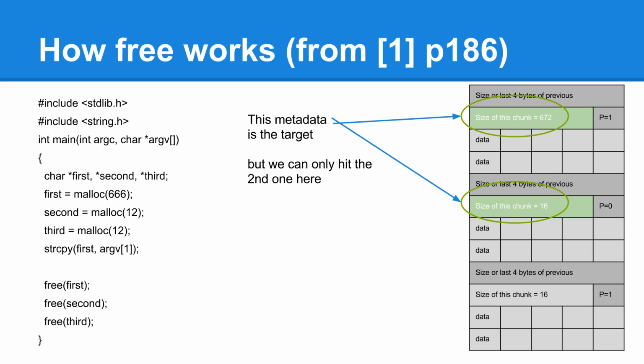So if we want to explore how this is used maliciously, this would be the target metadata. But given that data writes towards higher memory, and that strcpy starts here, we can't write backwards, not arbitrarily in just this scenario. So in this example, we would only be able to hit the second size tag here.